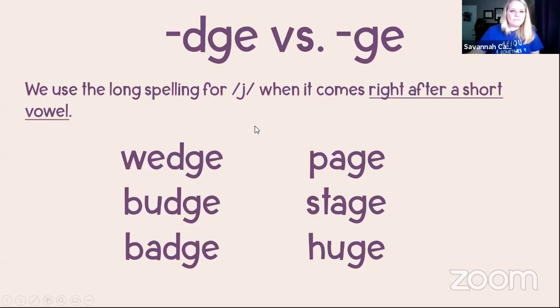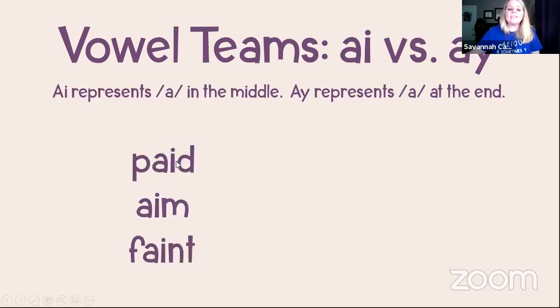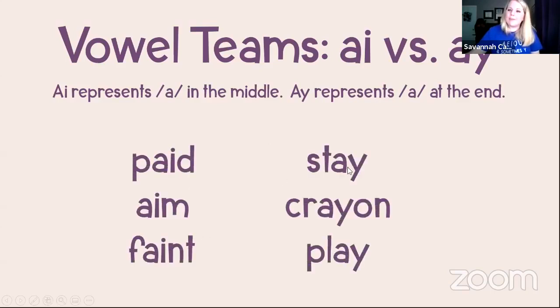All right, we are going to talk about a couple of vowel teams. AI represents A when it's in the beginning or middle of a word. AY represents A at the end of a word. Remember, we can't end an English word in I, so we have to have a different way to represent it, and we use an AY. So AI represents A in the beginning or middle, AY represents A at the end.